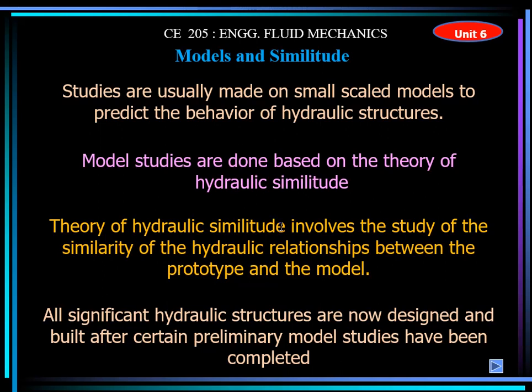In the model study, generally we use the basic theory of hydraulic similitude, and we will see how we can apply this information in the coming slides. This theory of hydraulic similitude involves the study of the similarity of hydraulic structures and their relationship, for example the shape of the structure, the weight of the structure, and other properties like density. So we study the similarity in two things. One is called the model, and the actual one is called the prototype. We study the prototype and the model to understand the properties under different hydraulic conditions.